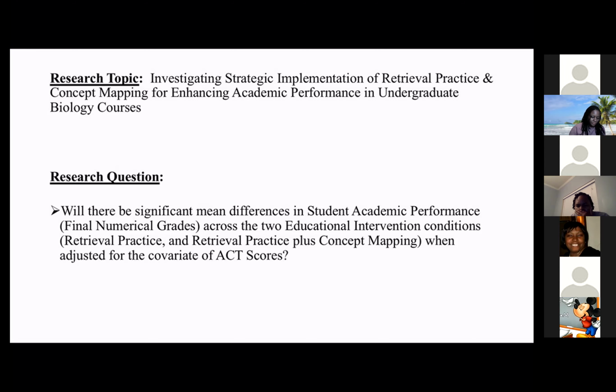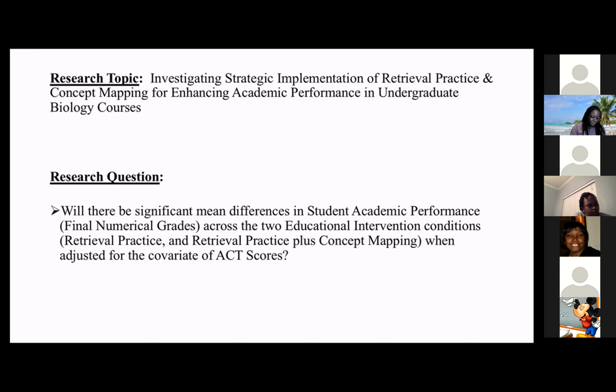So to ensure that the result being observed is due to the experimental intervention, which are retrieval practice and concept mapping, and not due to external factors such as pre-existing academic achievement of the students, which is measured by ACT scores, because ACT scores have multiple sections, they have math, science, English, so it can be used as a determiner of students' pre-existing academic achievement prior to the administration of the intervention of retrieval practice and retrieval practice plus concept mapping.